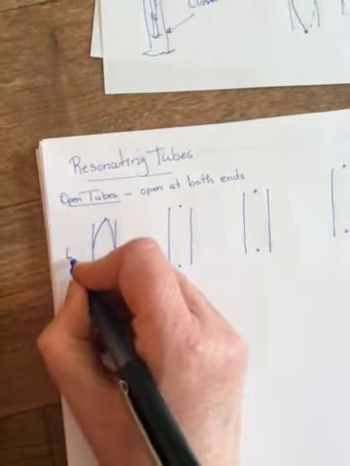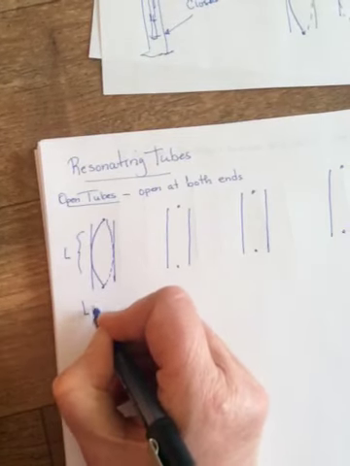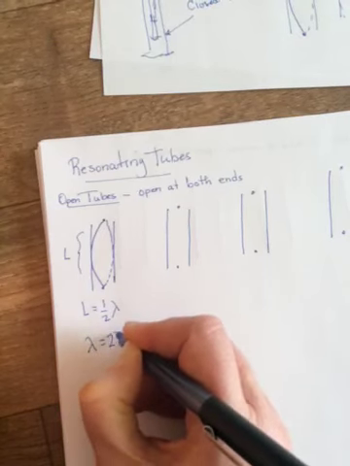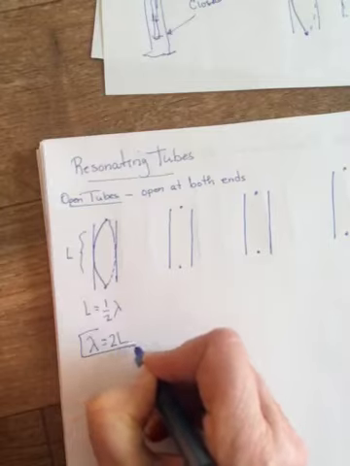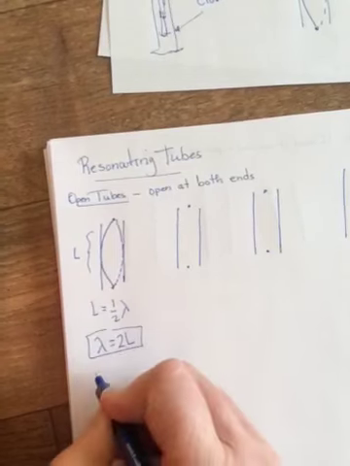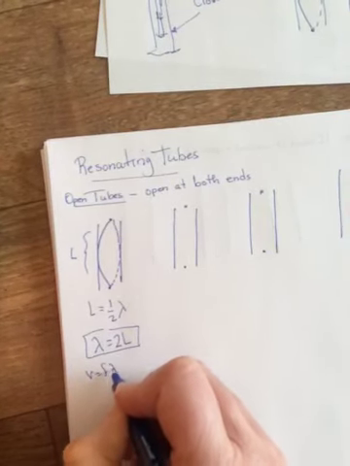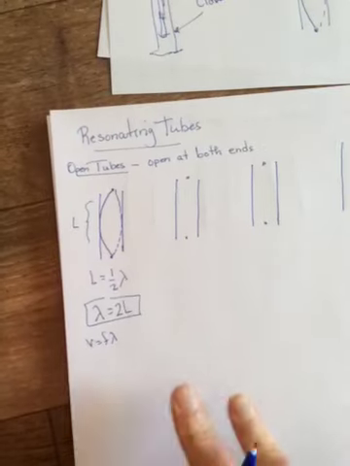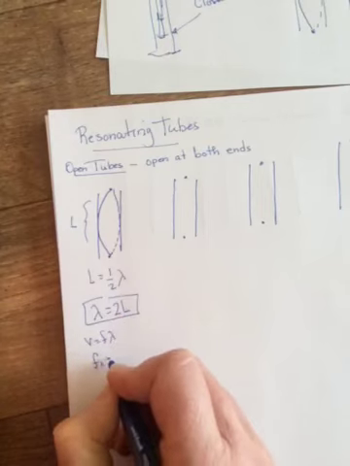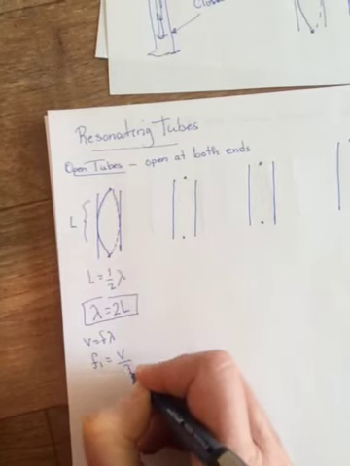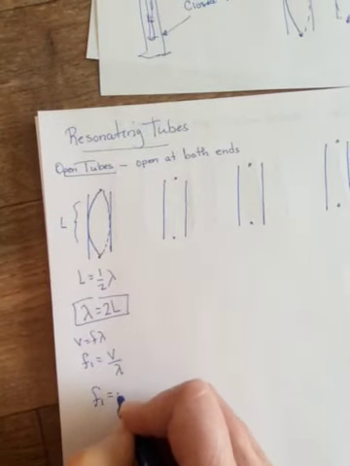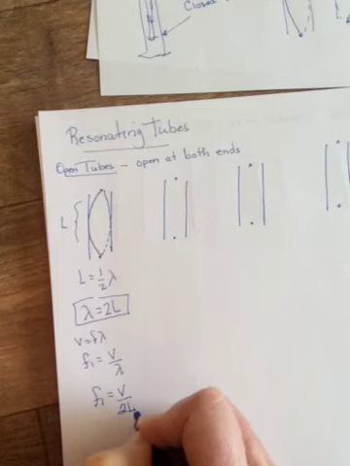So the L here, this is L. The L then is equal to 1/2 lambda, or lambda is equal to 2L. Okay? So if we knew the length of this tube, we could easily find its lambda. And since we know that v is equal to f lambda, we could then rearrange and solve for f. So f1, this first tube, would be equal to v over lambda. Okay, and since lambda is 2L, then f1 is really just equal to v over 2L.